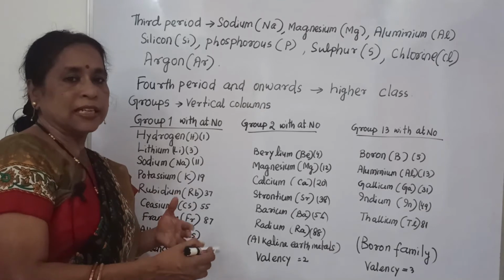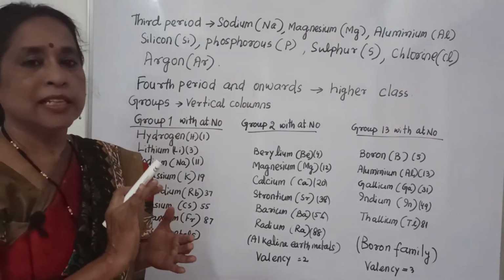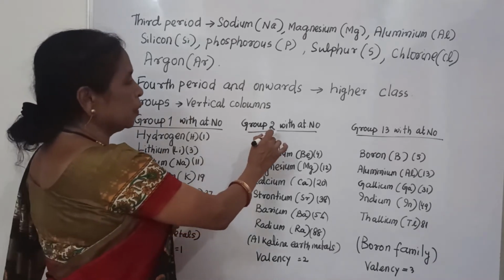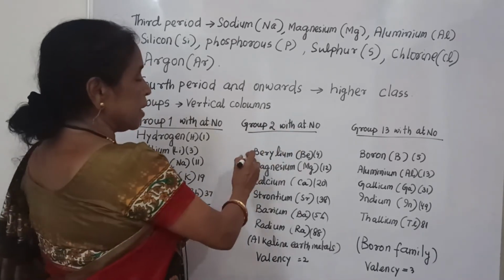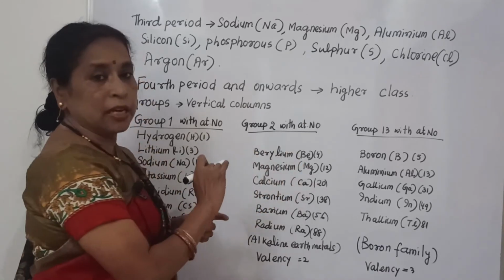And valency is 1. What is valency? Later we will see. Only remember now that valency is 1. Similarly, group 2 with atomic numbers. Beryllium, the spelling should always be correct. Beryllium, Be. What is the atomic number?